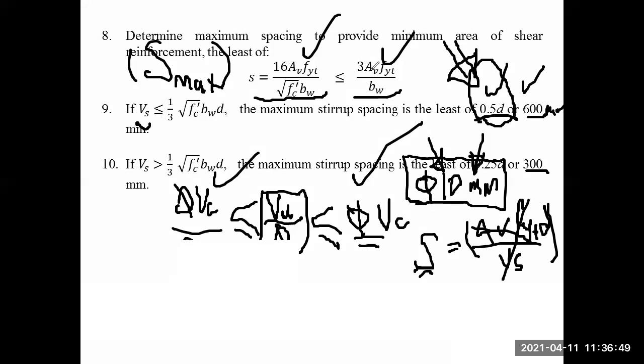No, I'm not talking about that. Now you came to the zone in which you need just the minimum amount of reinforcement recommended by the ACI code. Do we need to check for Vs?